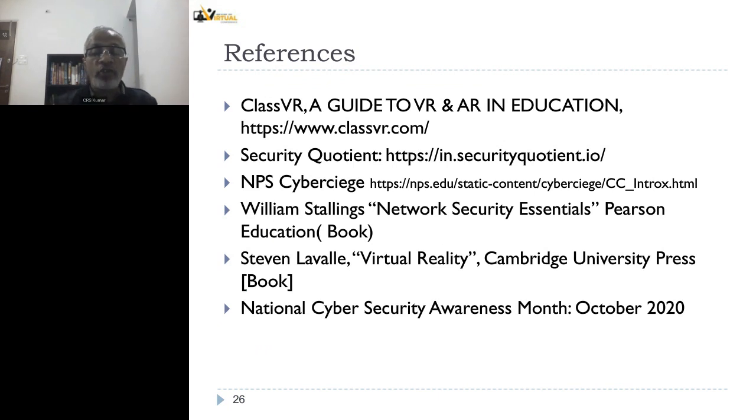So I would like to acknowledge various references which I've used in my presentation here, and these references are easily available from various internet sources. The sources for many diagrams and points have been derived from these sources, like classvr.com, securitycoefficient.io, and NPS Cyber Siege. You can even download the tool from there. Then we have the famous book Network Security Essentials by William Stallings, then Virtual Reality by Stephen LaValle, and some resources available from National Cybersecurity Awareness Month. There are many other references which are easily available. One is Security and Privacy, the magazine from the IEEE, which is a very useful source.